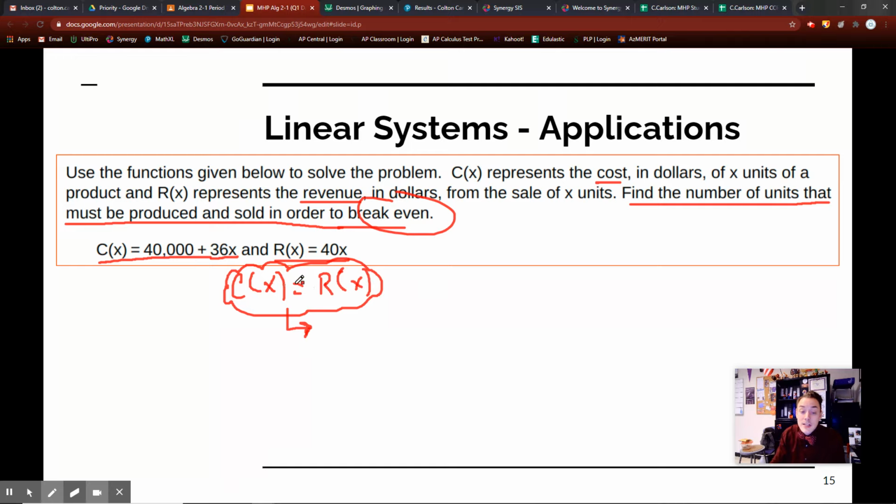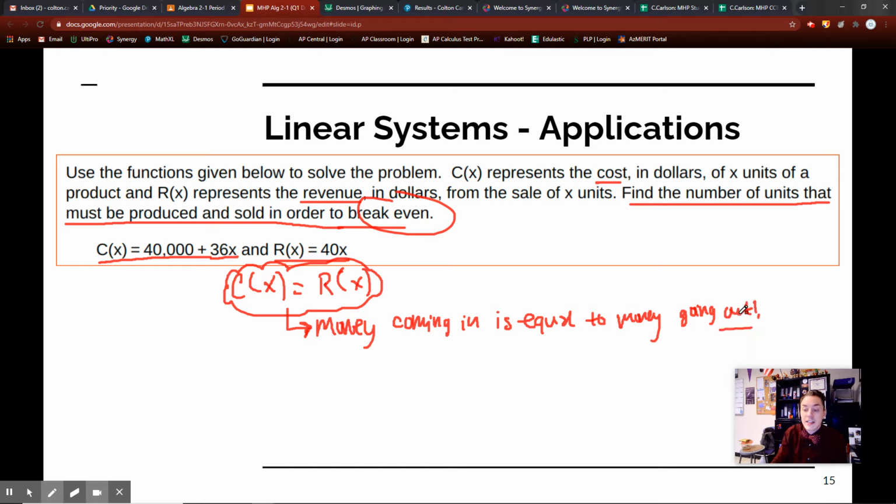So what does this mean? It means when they are actually equal. So money coming in is equal to money going out. And this is a very bad no-no. If you take Mr. Power's economics class, you'll know this. Okay, this is what we call the break even. Okay? This is what we call the break even point.